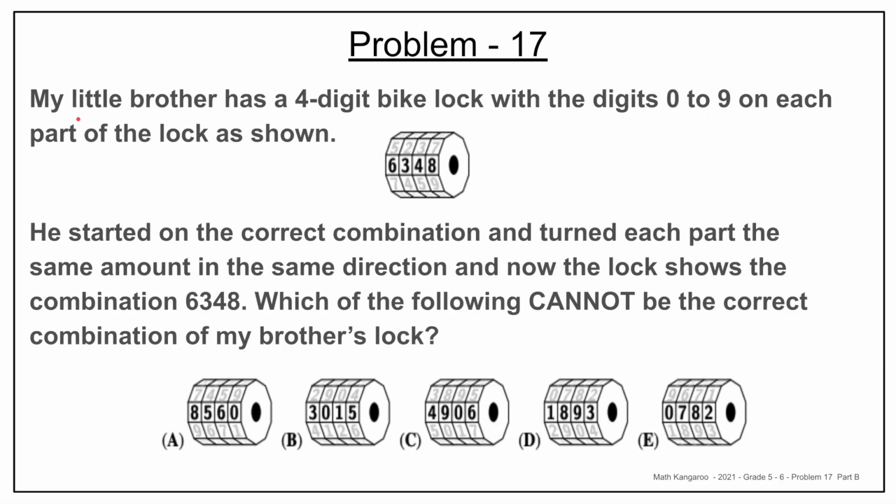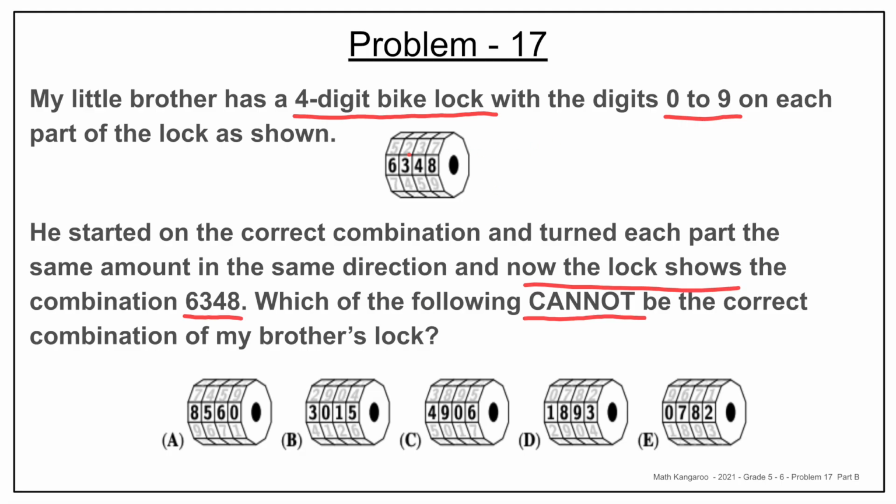Problem 17. My little brother has a 4-digit bike lock with the digits 0 to 9 on each part of the lock as shown. He started on the correct combination and turned each part the same amount in the same direction, and now the lock shows the combination 6348. Which of the following cannot be the correct combination of my brother's lock?